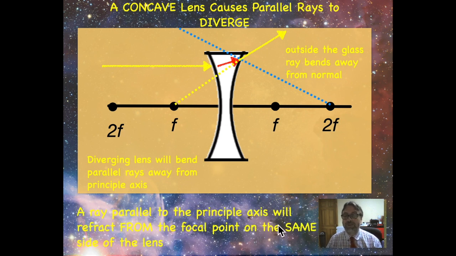So a ray parallel to the principal axis will refract from the focal point on the same side of the lens. So when I'm doing this parallel ray, what comes out on the opposite side of the lens will be in a direction lined up with the focal point on the initial side of the lens. All right, so basically with looking at this behavior, we can adapt our three rules from spherical mirrors and now use them with lenses. So let's tweak those three rules.